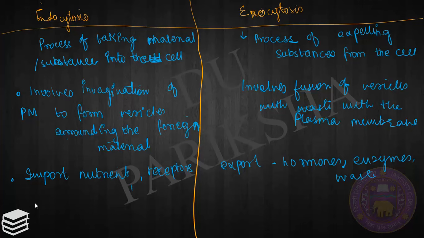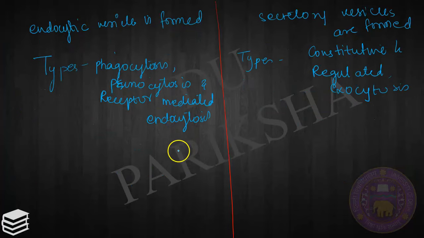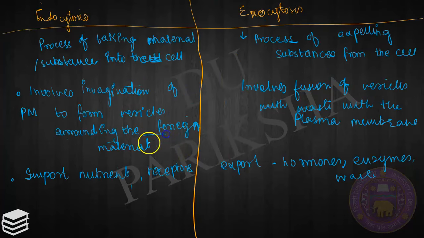Endocytosis is a process of internalizing or taking up material or substances into the cell, while exocytosis means the process of expelling substances or materials from the cell. What happens in endocytosis? It involves invagination of the plasma membrane to form vesicles surrounding the foreign material, while in exocytosis, the vesicles containing waste fuse with the plasma membrane.